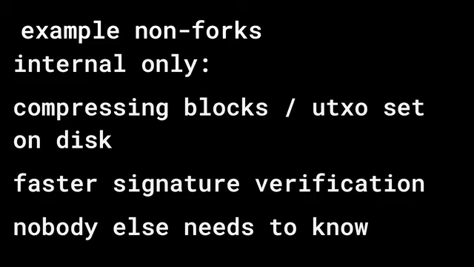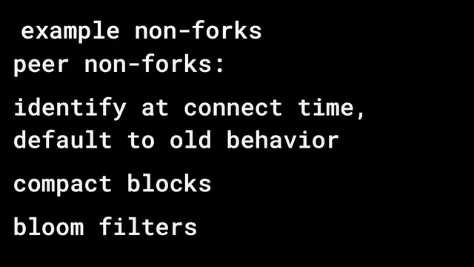That's kind of cool. Other non-forks are peer-to-peer non-forks. So the truncated headers maybe, where you can say, hey, I'm going to send you less data over the network. You identify at connect time, and you default to the old behavior. People don't know what you're talking about. So there's one called compact blocks. I didn't describe it, but you can probably guess what the idea of compact blocks is. Anyone want to venture a guess what those do?